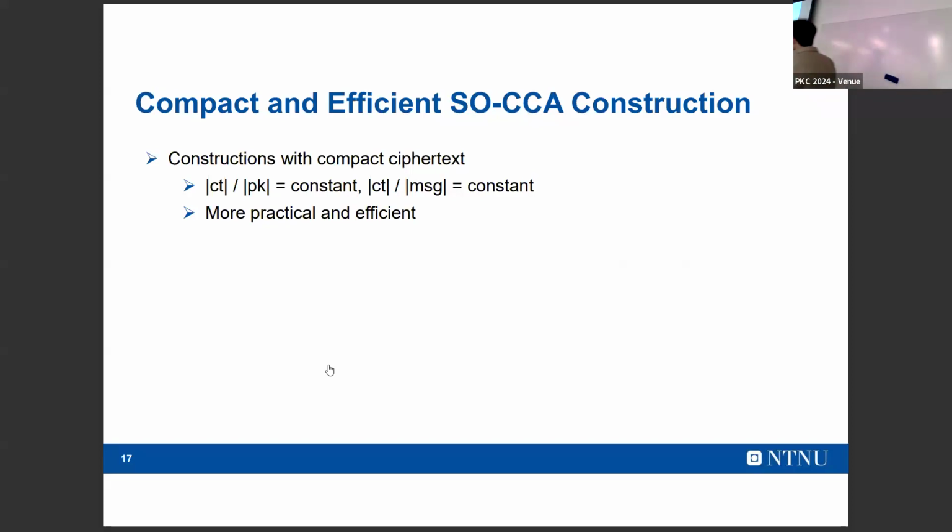And so in this paper we consider compact and efficient SO-CCA constructions. Compact means that the ratio of the length of the ciphertext and the length of the public key is some small constant, and the ratio of the length of the ciphertext and the length of the message is also a small constant. We consider this construction because it's more practical and efficient.